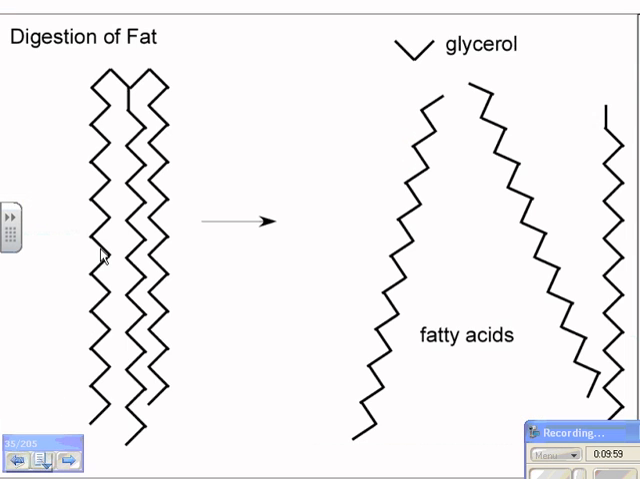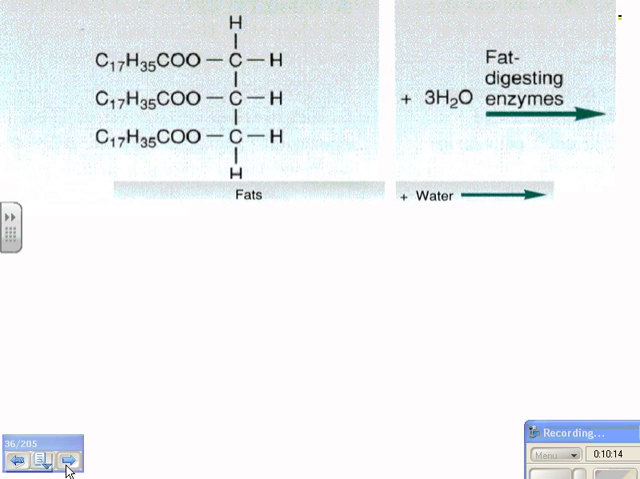Here's an example of fats. This is a triglyceride. So glycerol is here, and it has 3 fatty acids connected. So you have an enzyme that breaks it here, and here, and here, and you get glycerol, and you get your 3 fatty acids. So here is a better picture of that.